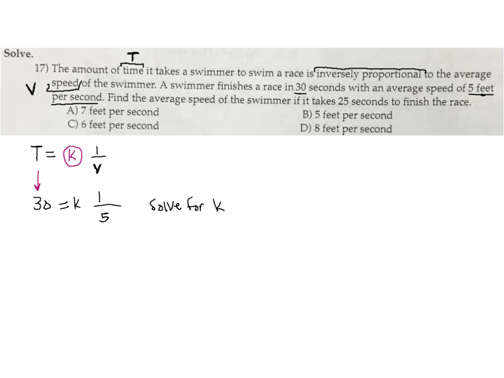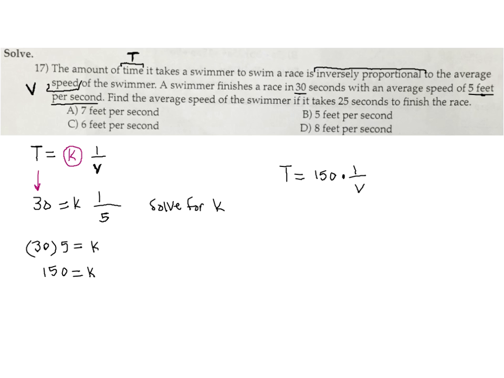So how do you solve for k, anyone here? You multiply both sides by what? 5. I multiply both sides by 5. Then I would get k. So what is k equal to? 150. So now I know k is 150. I can write my formula as t is equal to 150 times 1 over v, or 1 over speed. So now I can solve for any other conditions I want.